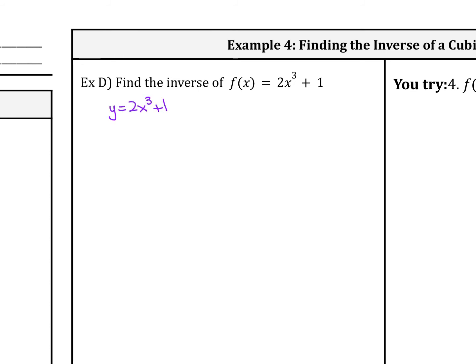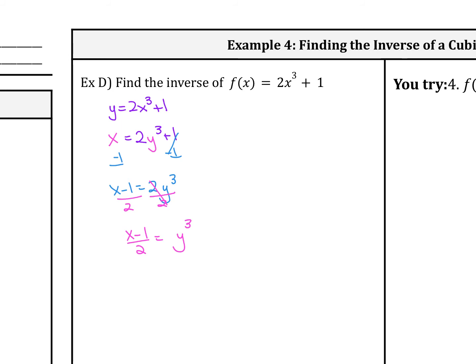Then we're going to switch the roles of x and y. So we have x equals 2y cubed plus 1. Then we're going to isolate our y cubed so we can solve. So let's subtract 1 from both sides. x minus 1 equals 2y cubed. And then now we want to divide by 2. So we have (x minus 1) over 2 equals y cubed.